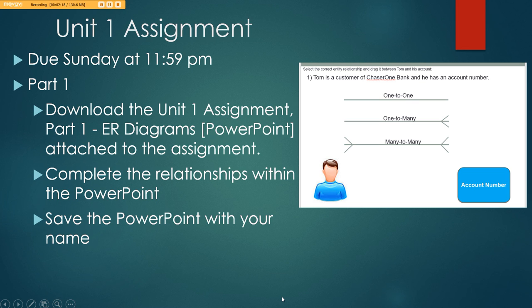Now, the Unit 1 assignment is due Sunday at 11:59 p.m. Part 1, you're going to download the Part 1 ER diagram PowerPoint. You're going to complete the relationships within the PowerPoint and save the PowerPoint with your name. For instance, this is the first one, and what you're going to do is drag one of these to match this. Does he have many account numbers, or are there many people to one account number, or are they one-to-one? So that's what you have to decide.